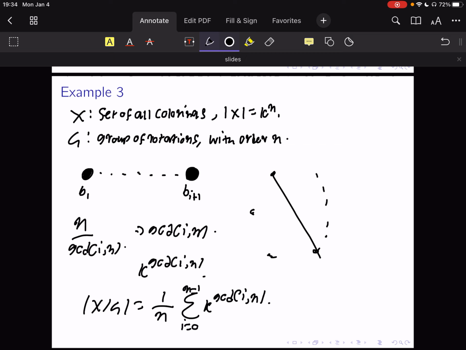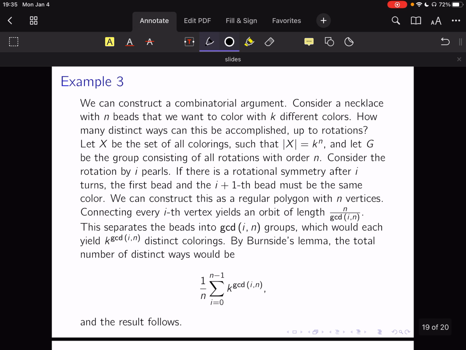And since the number of distinct ways that we can color a necklace has to be an integer, this implies the result: the sum from i equals 0 to n minus 1 of k to the GCD of i and n. It implies that n divides the sum, as desired. And we're done. So this is just a typed up version of that without the diagrams.